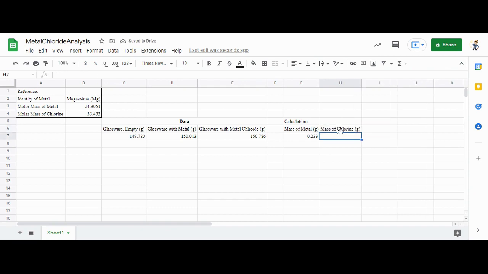Next, I'll find the mass of the chlorine that got added. To find the mass of the chlorine that was added, it's going to be the difference between the glassware with the metal chloride and the glassware with just the metal. The difference between these is the chlorine that was added to the product.